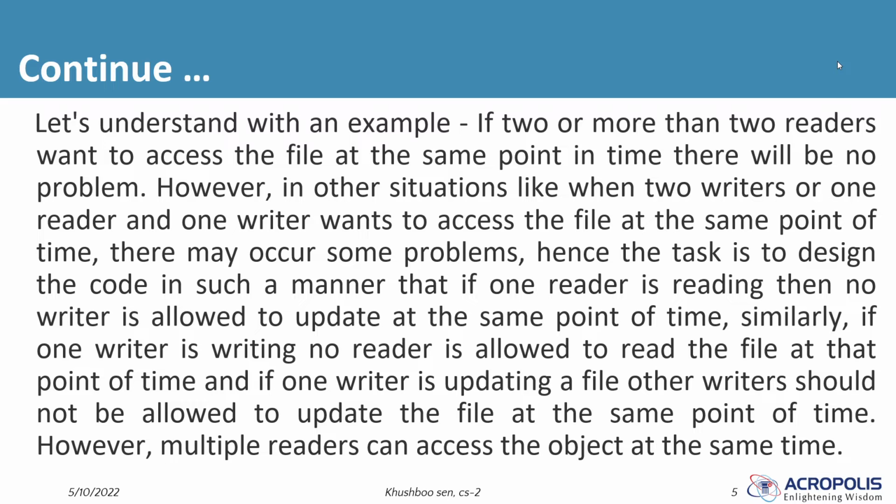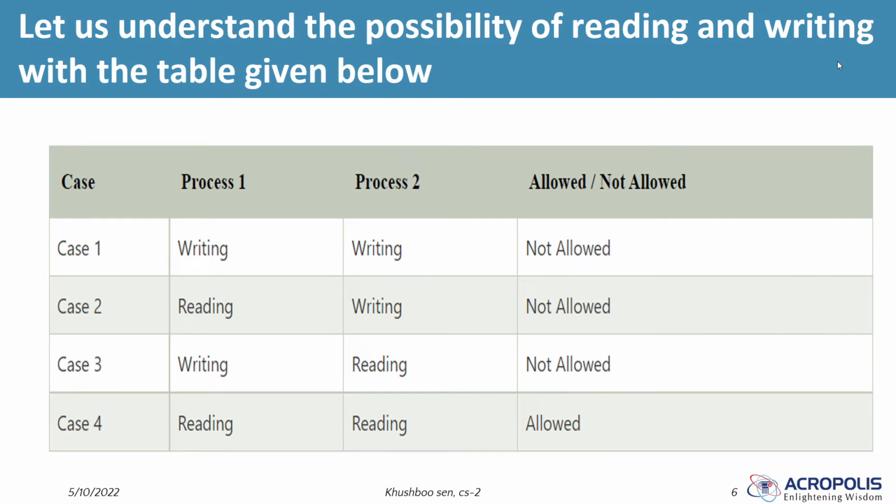Hence, the task is to design the code in such a manner that if one reader is reading, then no writer is allowed to update at the same point of time. Similarly, if one writer is writing, no reader is allowed to read the file at that point of time, and if one writer is updating the file, other writers should not be allowed to update the file at the same point of time. However, multiple readers can access the object at the same time. So let's understand the possibility of reading and writing with the table given below.